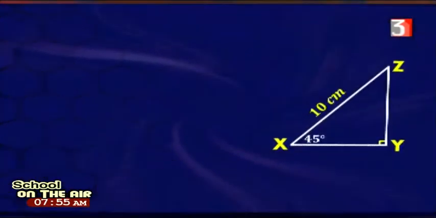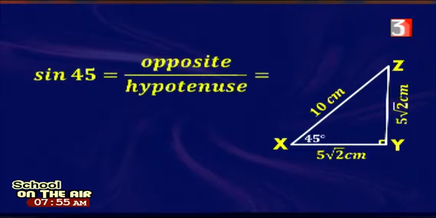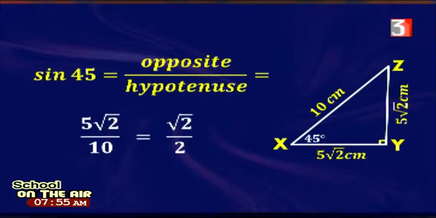Then, can you find sine 45 degrees now? Of course, yes. The two sides are equal, 5 root 2, 5 root 2. So sine 45. What about the sine rule? Yes, sine is opposite over hypotenuse. So sine 45 equals the side opposite to the 45 degrees over the hypotenuse of the triangle, which is equal to 5 root 2 over 10 to obtain a result as root 2 over 2.